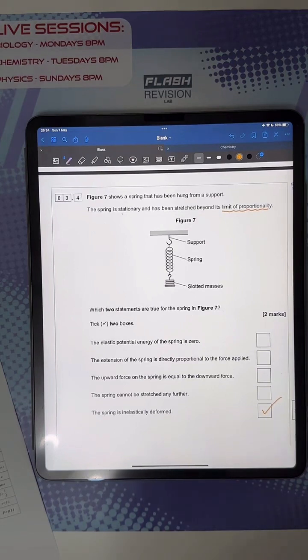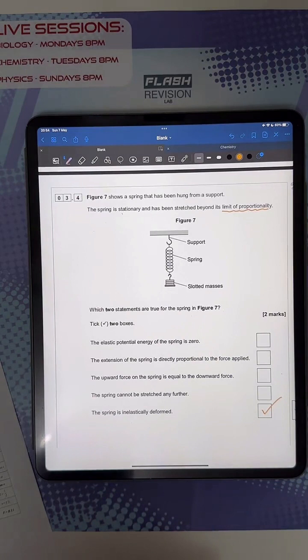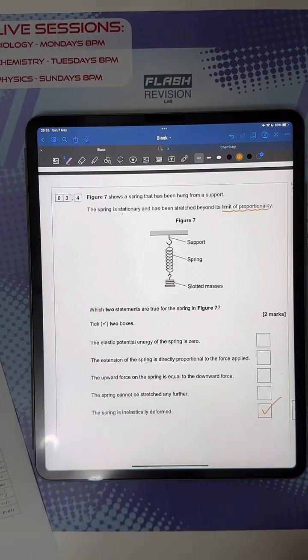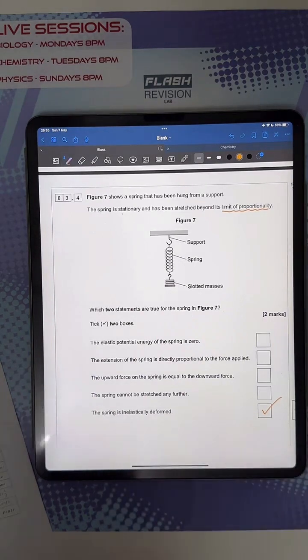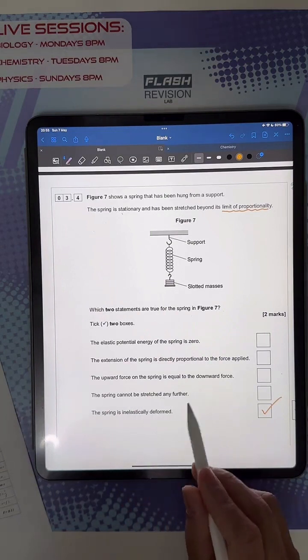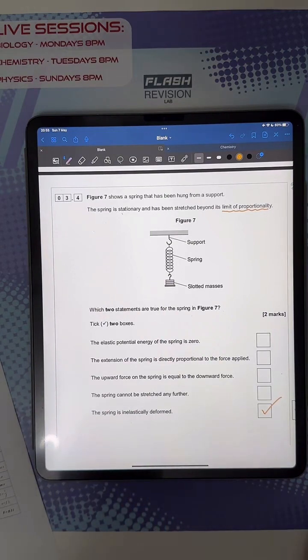What's the second mark for? Fourth one, nope. It can be stretched. It doesn't necessarily mean it can't be stretched any further if it's gone past its limit of proportionality. That doesn't mean the maximum. It's just it won't return back. So it's not the fourth one. It's the third one. Why is it the third one? The upward force of the spring is equal to the downward force.